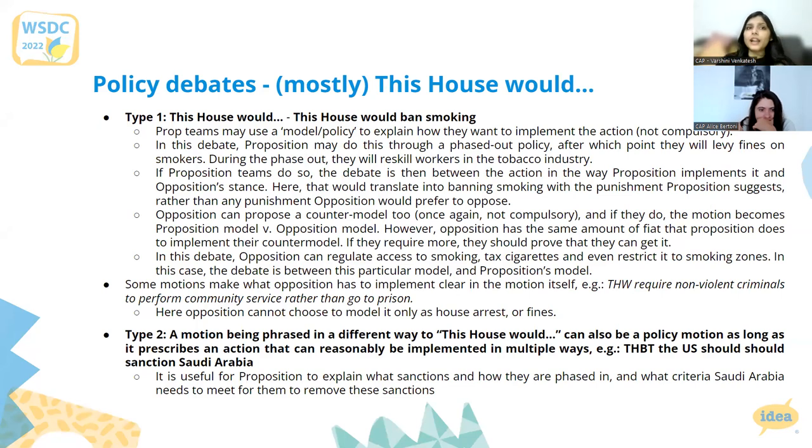So prop can't assume that op is just going to have no restrictions on consumption of smoking or alcohol whatsoever. And op can't assume that proposition is going to implement this policy in the worst possible way. So therefore, in a policy debate, prop can have a model, op can have a model. If both teams have a model, the debate is between the two models. If one team has a model, the debate is between the model and whatever the other team says the world is. Neither team compulsorily has to have a model, but they have a right to have a model. And in many, many cases, a model can strategically help them in the debate.